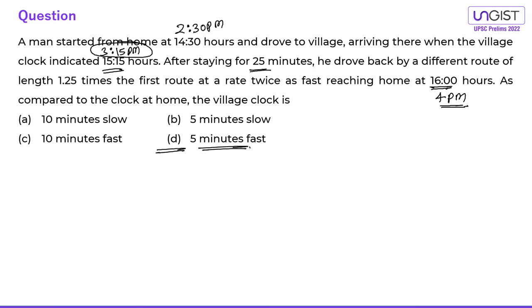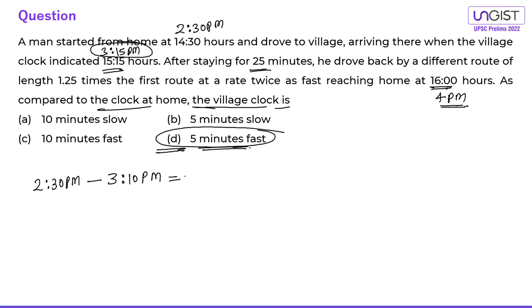The question is: as compared to the clock at home, the village clock is... So we are assuming the answer as 5 minutes faster. It means if the village clock is 5 minutes faster, when he reached the village, the clock was indicating 3:15, so the actual time must have been 3:10 p.m. at that time. He started at 2:30 p.m. and reached there at 3:10 p.m. It means he reached there in 40 minutes.